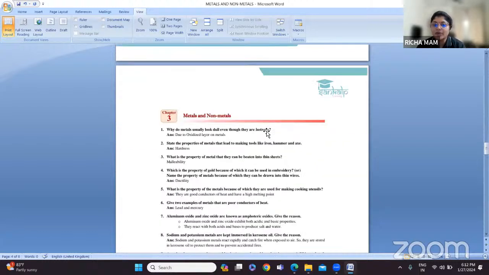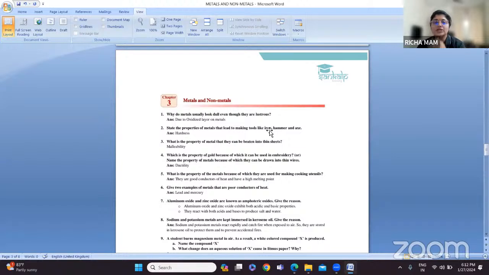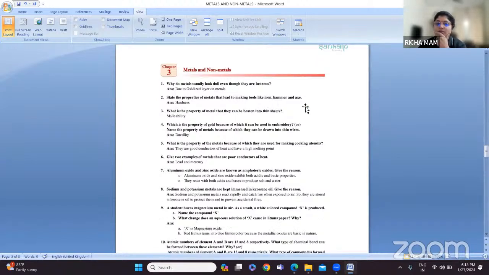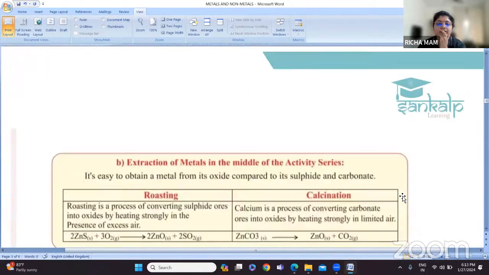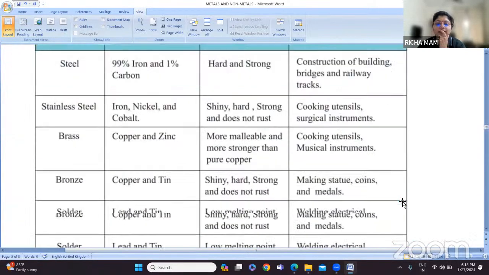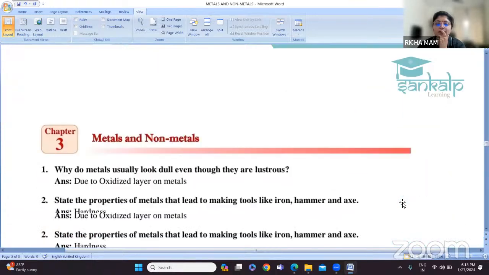So today we are going to see the important questions based on this chapter, metals and non-metals. Your question as well as the answer is given. I'll just zoom it. You can just go through it.